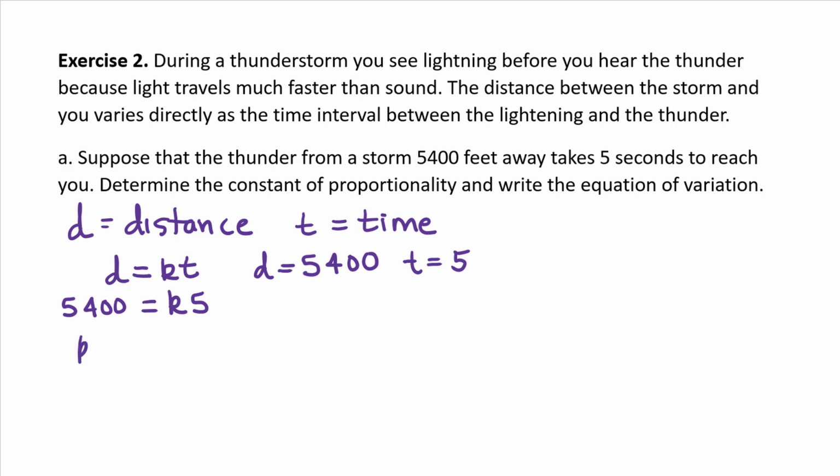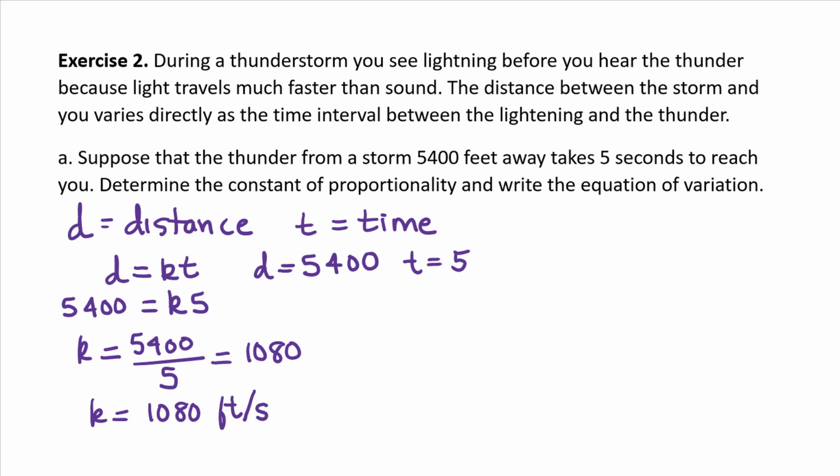We can solve for the constant of proportionality k by taking the 5,400 and dividing by 5. This gives us 1,080 feet per second. The constant of variation is 1,080 feet per second. And the model or the equation for this variation, we substitute in the k value to the model. So you have d is equal to 1080 times t.